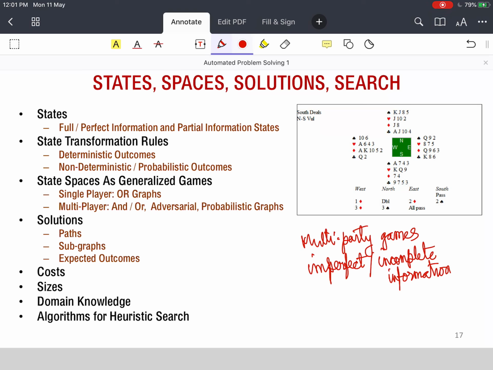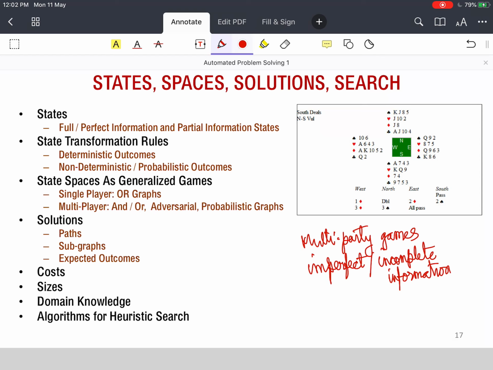And when you make a particular move, you really don't know what move your opponent is going to make or even what move your partner makes. So state spaces can be very complex. State spaces can be full information, partial information, incomplete information. The outcome may be deterministic, non-deterministic, or probabilistic. There can be a single player, there can be multiple players. Your multiple players could be your collaborators or your adversaries.